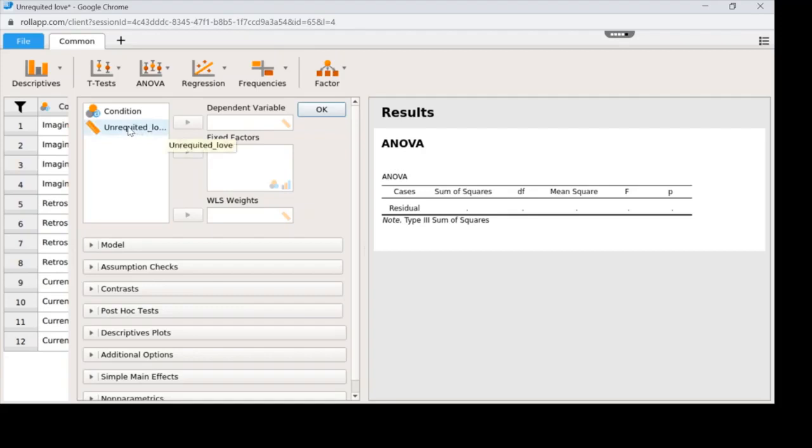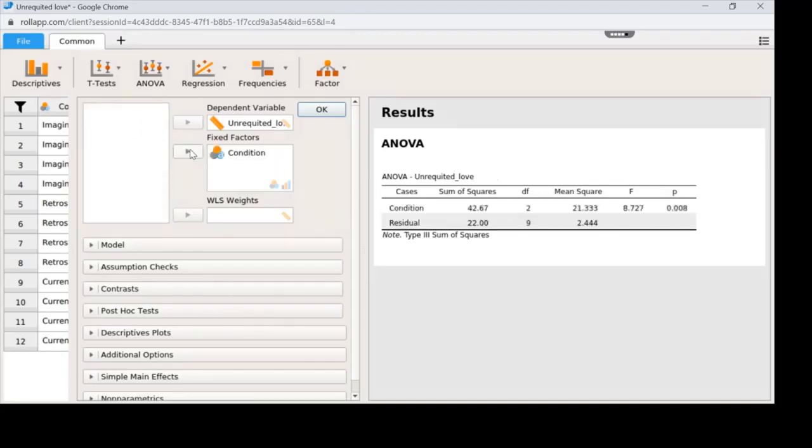So we want to see the felt intensity of unrequited love as our outcome variable, and the condition would be what condition you're in: imagine, retrospective, or current. That's going to be in our fixed factor. So before we go further, let's check our data. We can see that it says condition and residual.